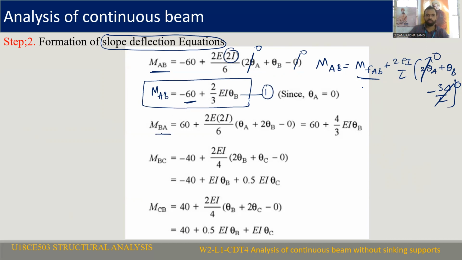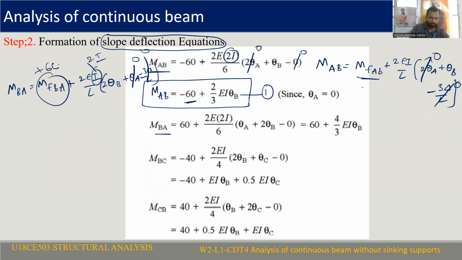Now similarly you apply for MBA. The slope deflection equation for MBA will be equal to MFBA, the fixed moment due to loading, plus 2EI by L into (2 theta B plus theta A minus 3 delta by L). So this is the formula. But theta A is equal to 0 and delta is also 0. Substitute I is equal to 2I. MFBA will be plus 60. So MBA will be equal to plus 60 plus 4 by 3 EI theta B. Consider this equation number 2.